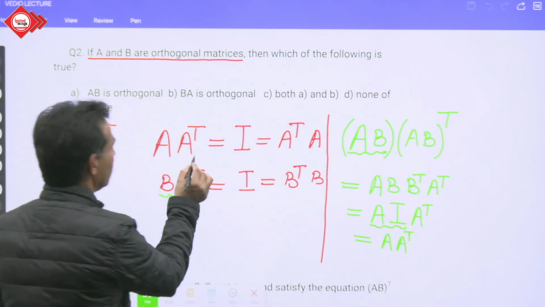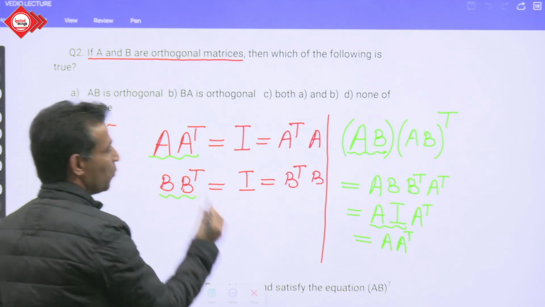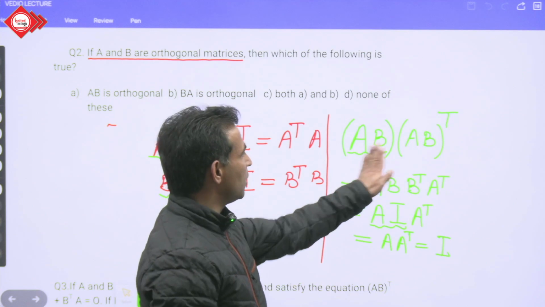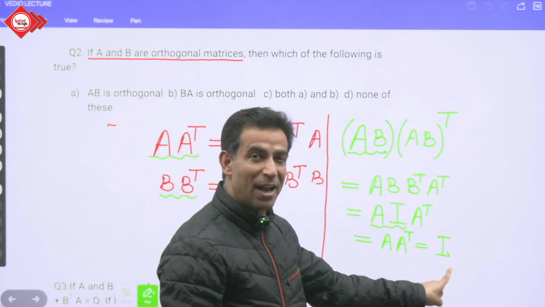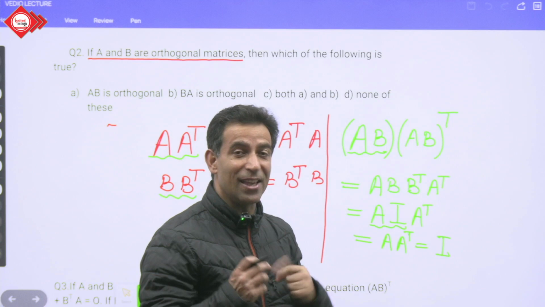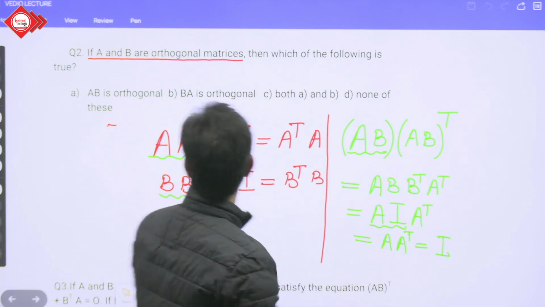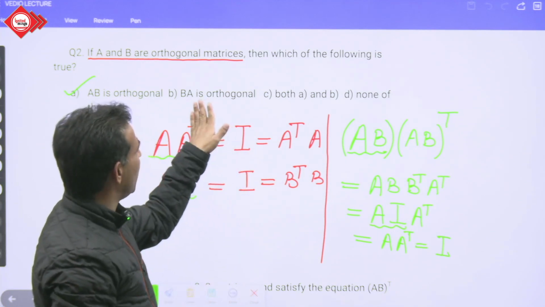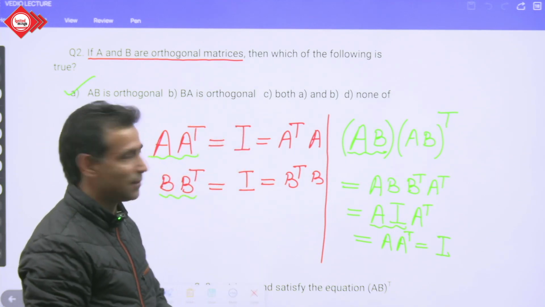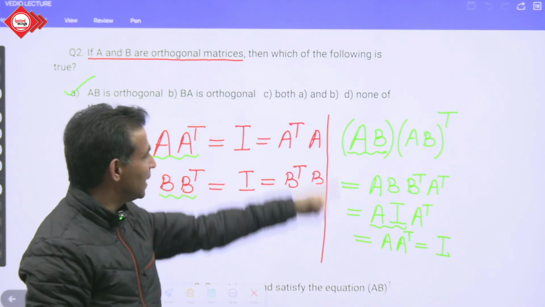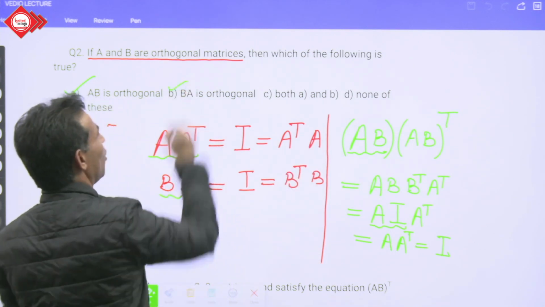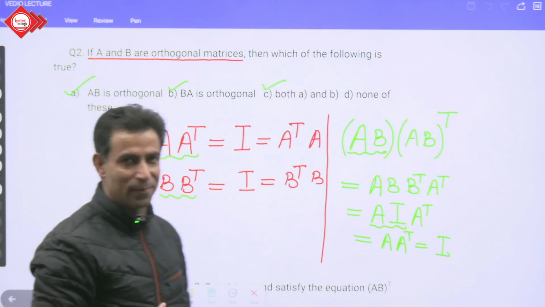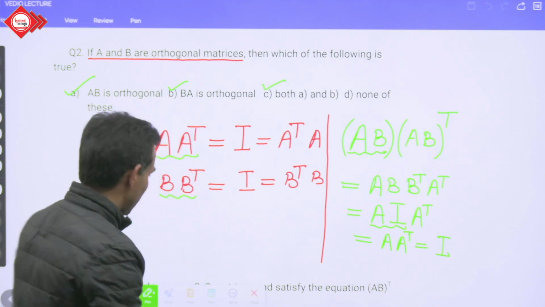Now again we make use of this here. A A transpose is an identity matrix, so this is an identity. Look here, AB into AB whole transpose is an identity matrix, means that AB is an orthogonal matrix. So this option is correct. Similarly, if you solve this one, BA is an orthogonal matrix, right? If you solve this option like this, you will get BA is also orthogonal, and therefore option C is the most appropriate. Okay, so let us come to the next one.